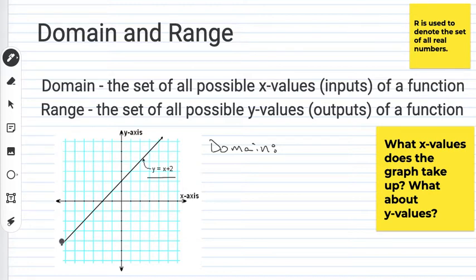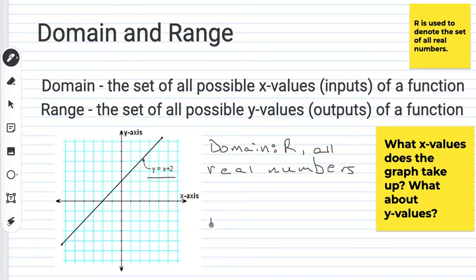Pretty much every single real number, because the graph is going to continue going to the left and down, and the function is going to continue to go to the right and up. So the domain is going to be R, also known as all real numbers. So that is the domain.